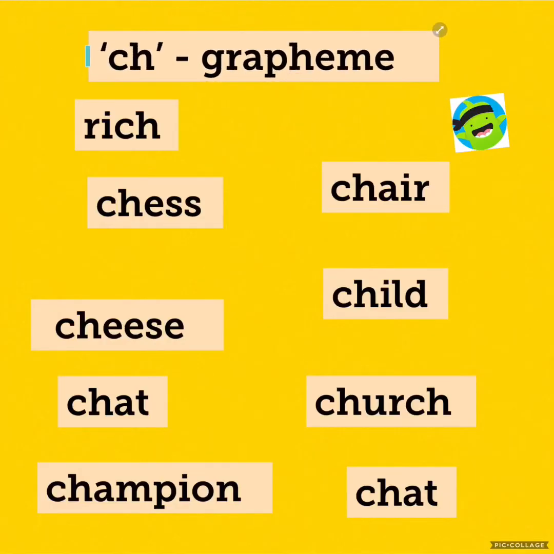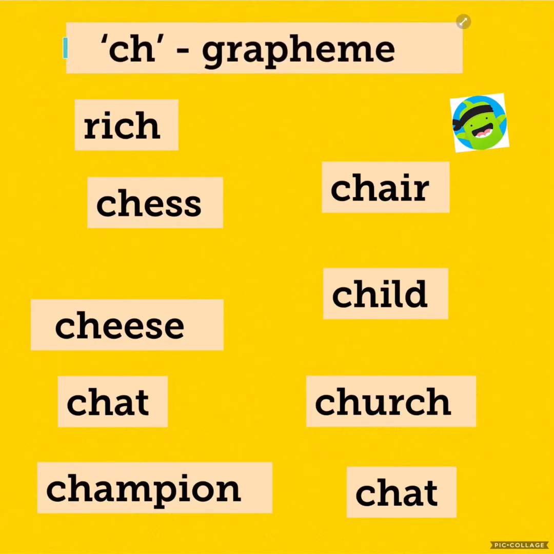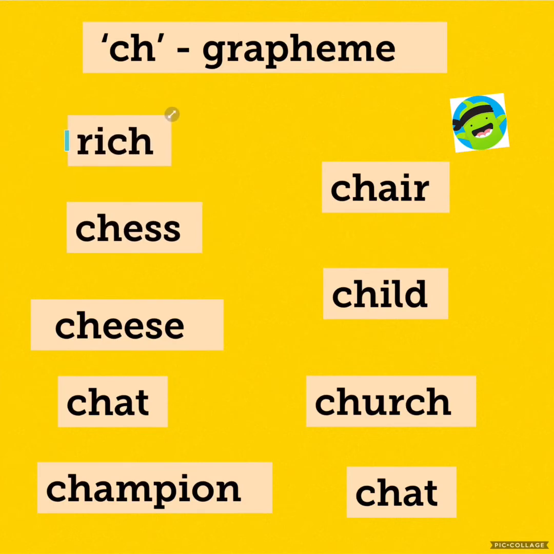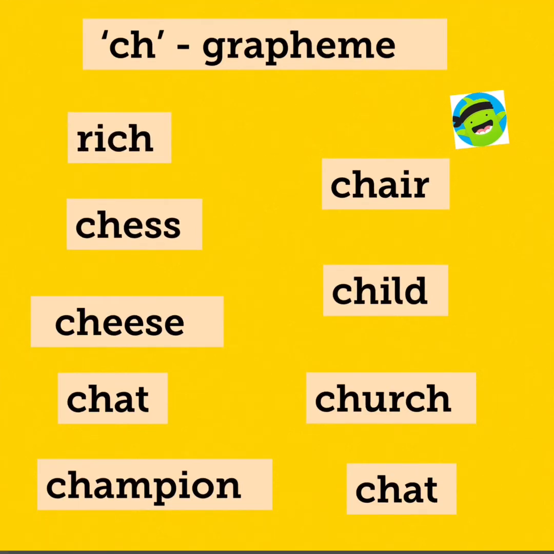Okay, the first grapheme we're going to look at that represents that ch phoneme is simply the CH grapheme. And you can see it here in these first 2 examples. You can see the word rich, and the CH comes at the end, forming that ch sound. And the second word we're going to look at there is chess, ch-s. The CH comes at the beginning of that word, again representing the ch sound.